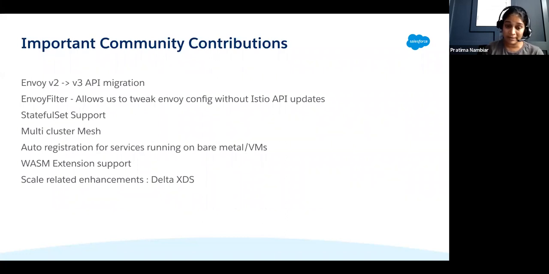And some scale-related enhancements. As I talked about some performance-related fixes that we have done, and that will continue to happen, but there are also some scale-related enhancements that are being made within the community. An example is improving the efficiency of the config delivery between the Envoy and the control plane Istio by using the Delta XDS API. That will be beneficial for us as our mesh grows.